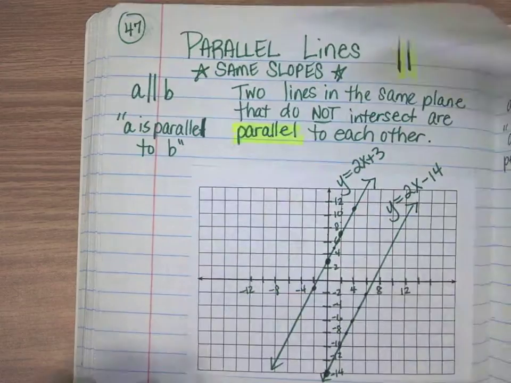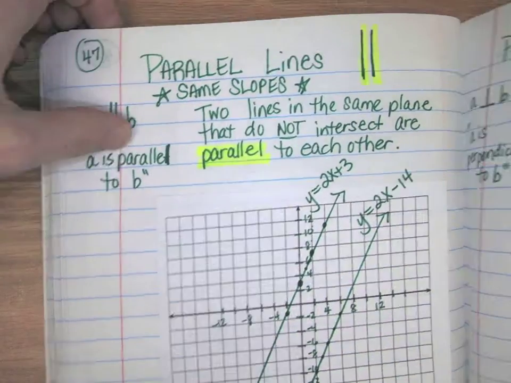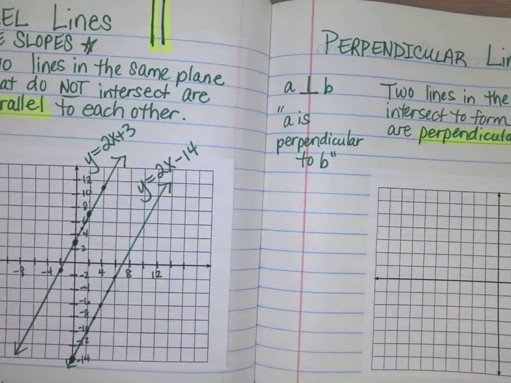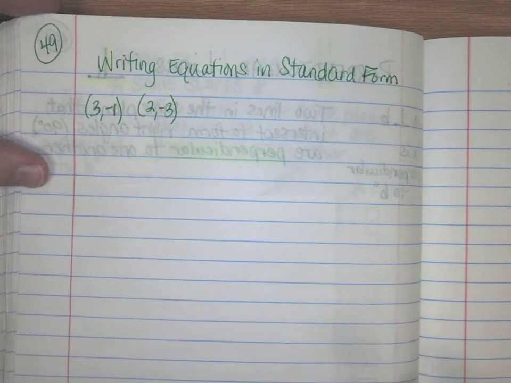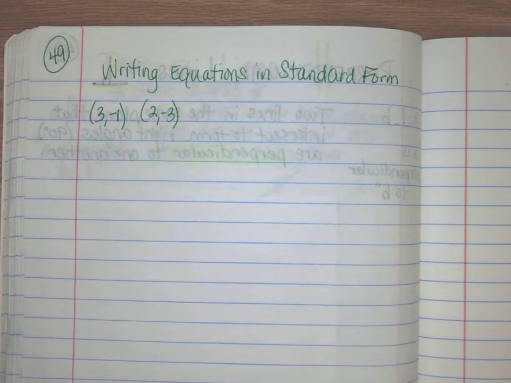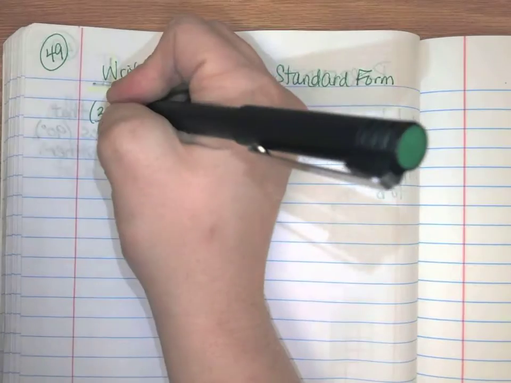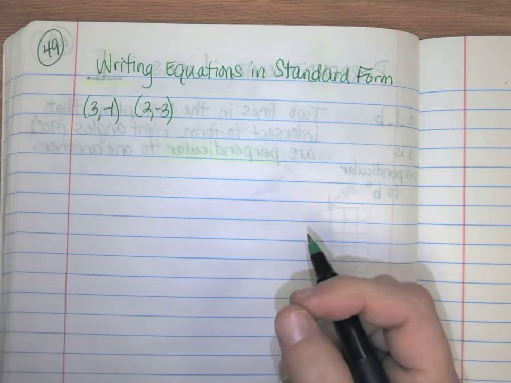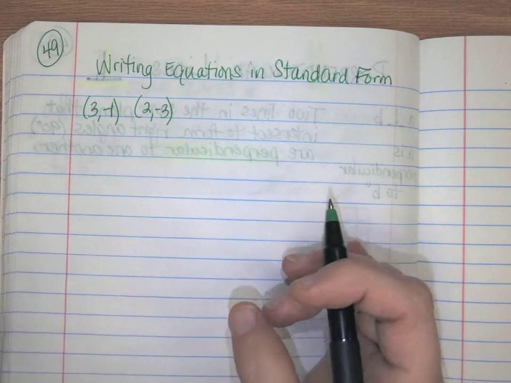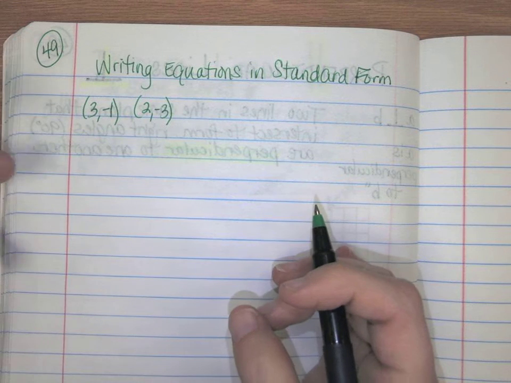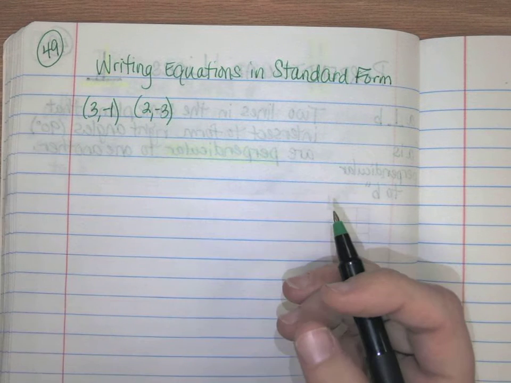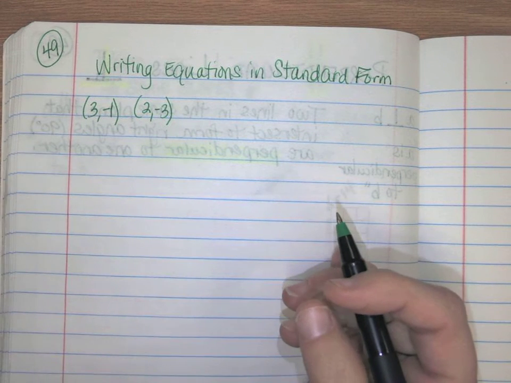Okay, so in our previous lesson we talked about parallel lines and perpendicular lines. And now we're going to go back and talk for just a few minutes about writing equations in standard form. So if you're given 2 points like this, you have 3, -1, and the point 2, -3, and you want to write an equation in standard form, you have to find some important things just like we needed to know before. We're going to have to know something about the slope or the y-intercept.